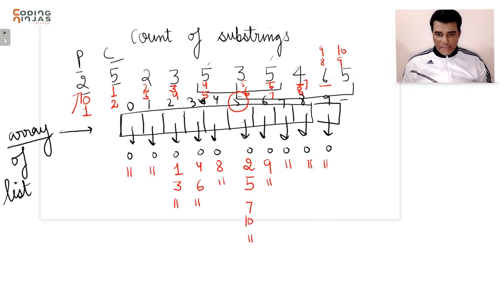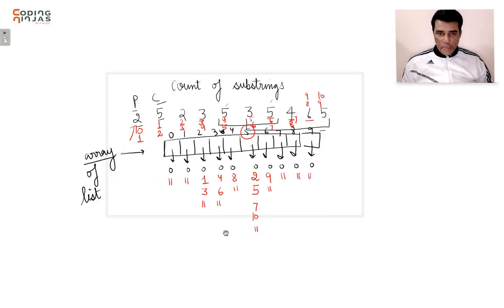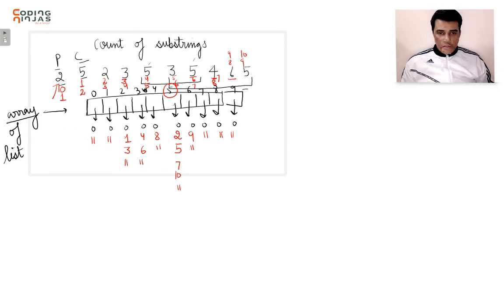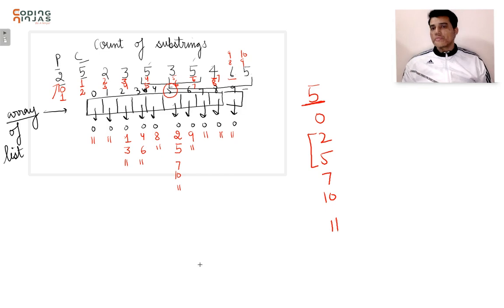Let us take this list into isolation. The list that we have, from index 0 to 5, is 0, 2, 5, 7, 10, and 11. Now I want to have two occurrences of digit 5. So what I'll do, I'll take pairs of 5's.